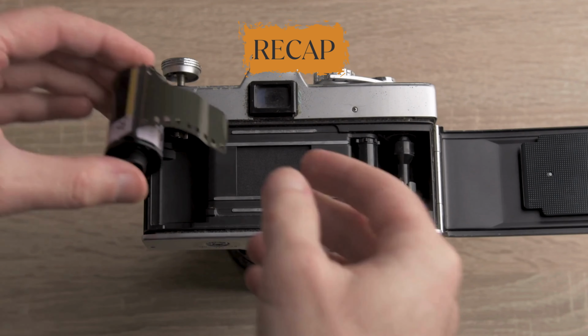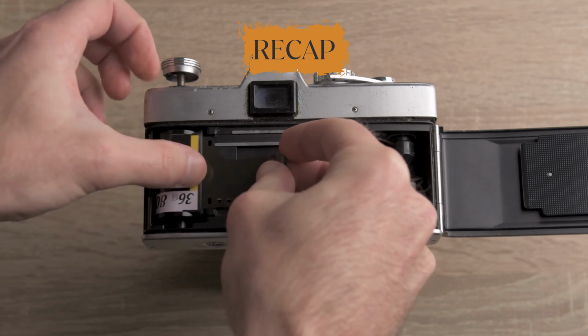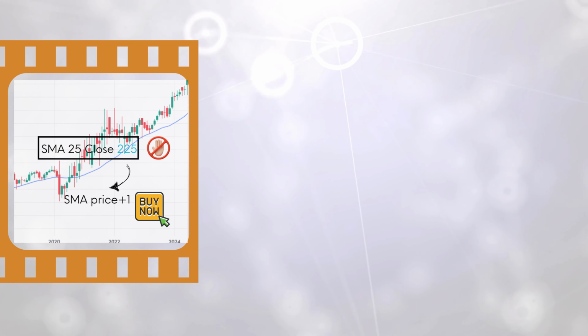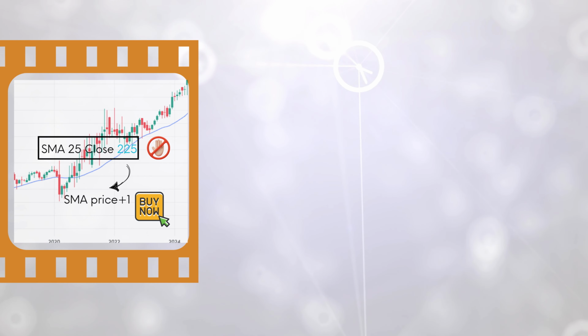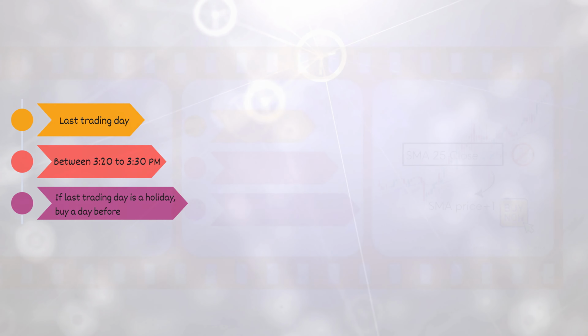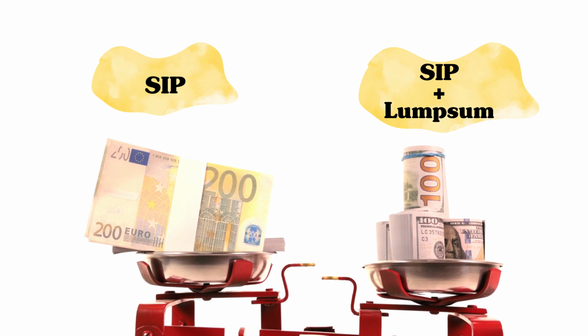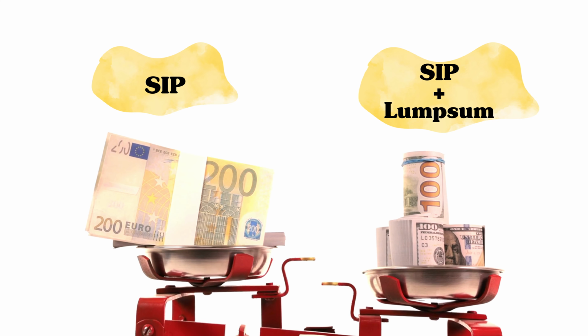In the last video, we analyzed or evaluated the SIP plus lump sum approach, wherein we added one moving average indicator which will tell us when to do the lump sum investment. We've seen the rules and respective returns that were made over a period of 10 years. We've also compared the returns of SIP plus lump sum approach with SIP only approach.